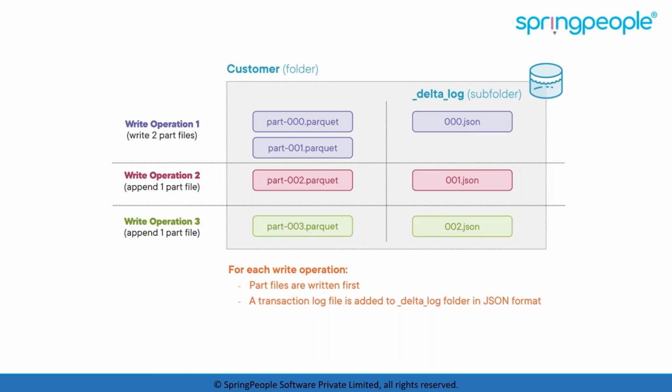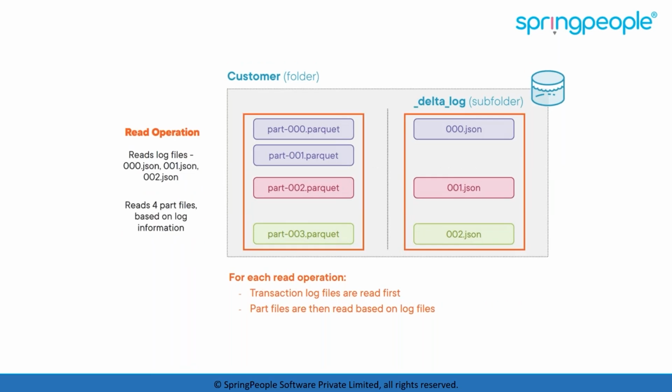In case, like the previous examples we discussed, my files failed in the middle and I'm not able to complete a transaction, then this JSON file will not be generated. So for every write operation we are performing, the part files will be written first and a transaction log file is added to this delta log folder in JSON format. Okay, and this is how the write operations are performed, and how the read operations are performed in Delta Lake.